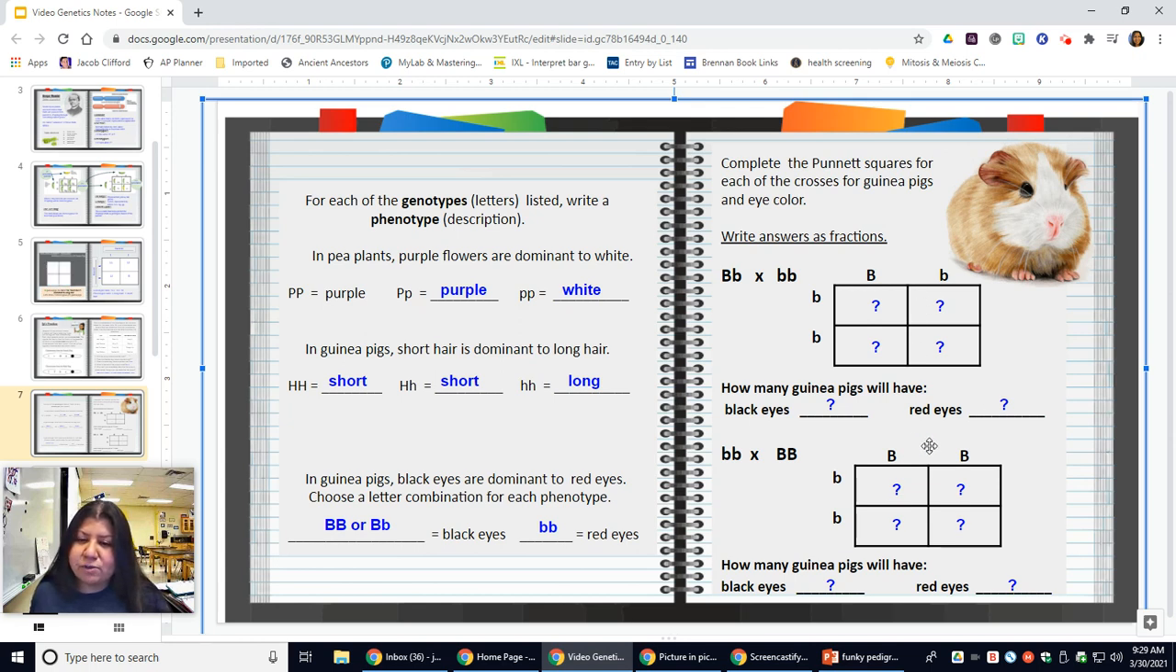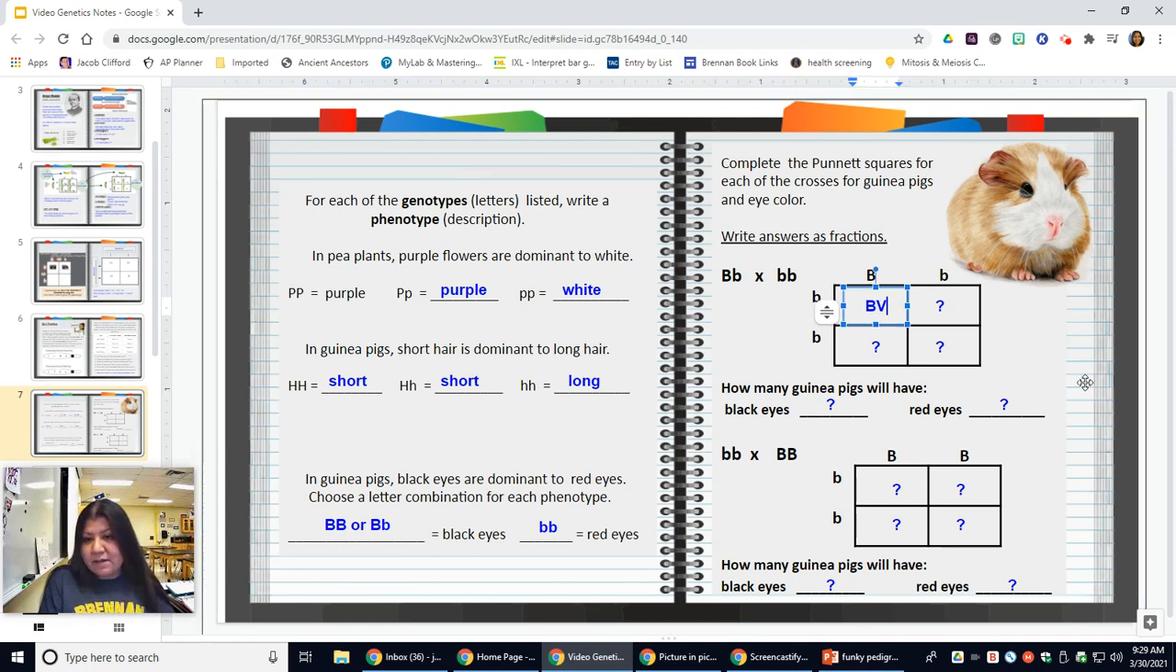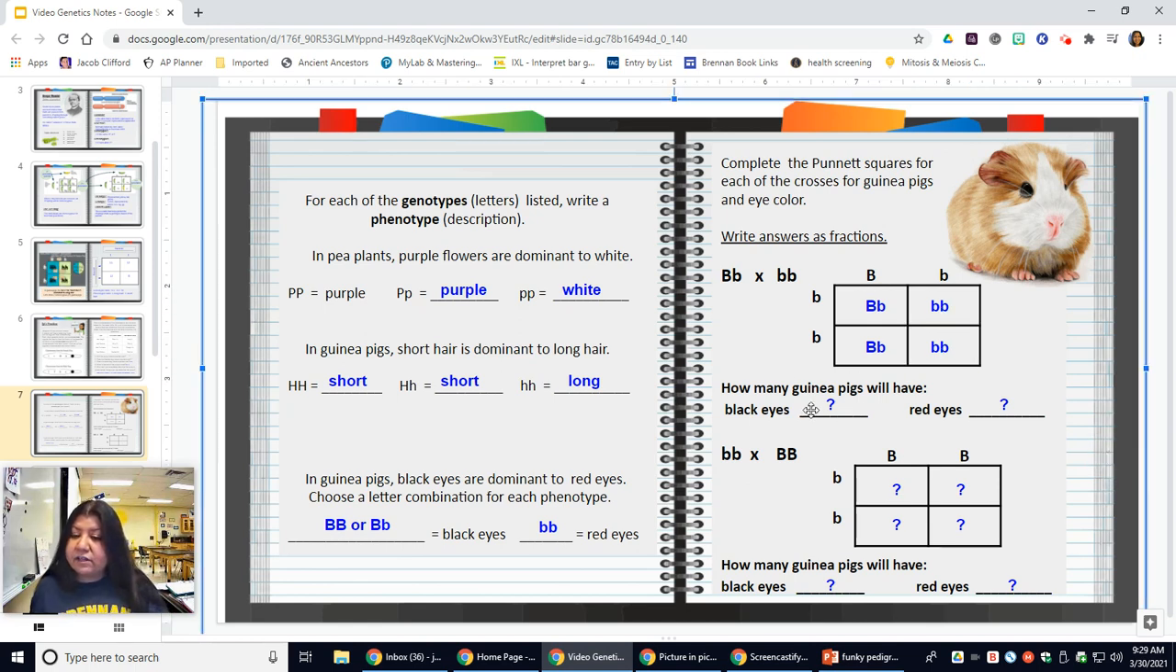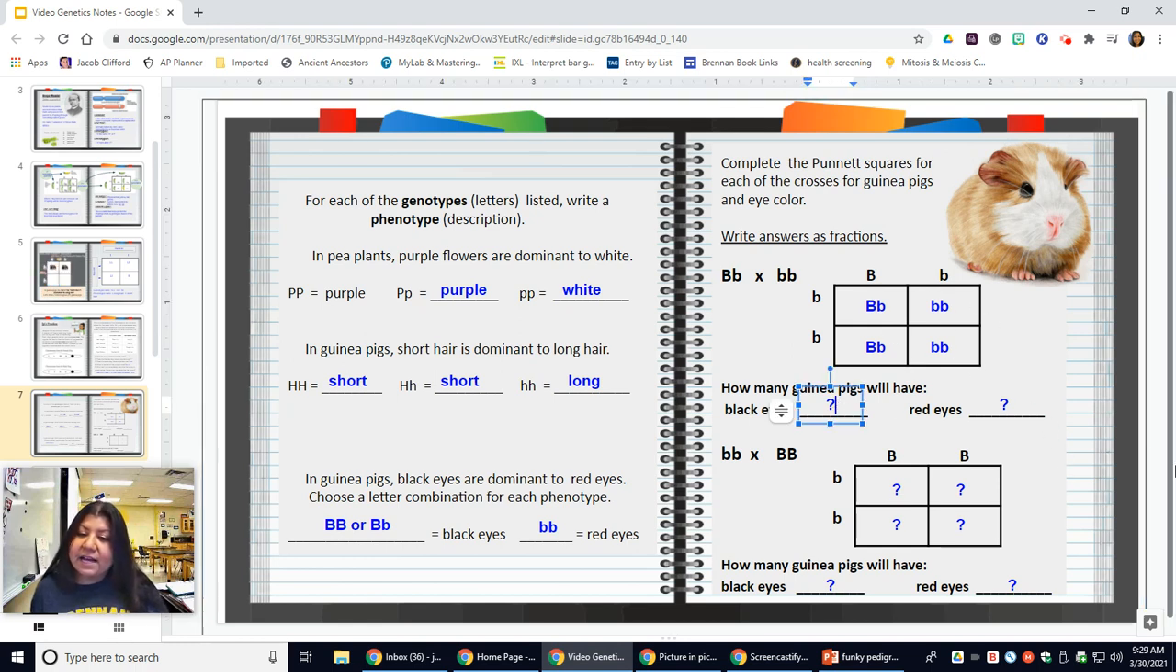All right, last two things. We're going to do two Punnett squares. They're already set up for you, so all we need to do is fill them in. Remember, we bring the ones down from the top, and the ones over on the left, we bring to the right. So how many guinea pigs will have black eyes? Black eyes are dominant, so I can see I have 2 out of the 4 that are black eyes and 2 out of the 4 that are red eyes. So I can put 2/4, or I can condense that and put 1/2. And it's going to be that way for both.